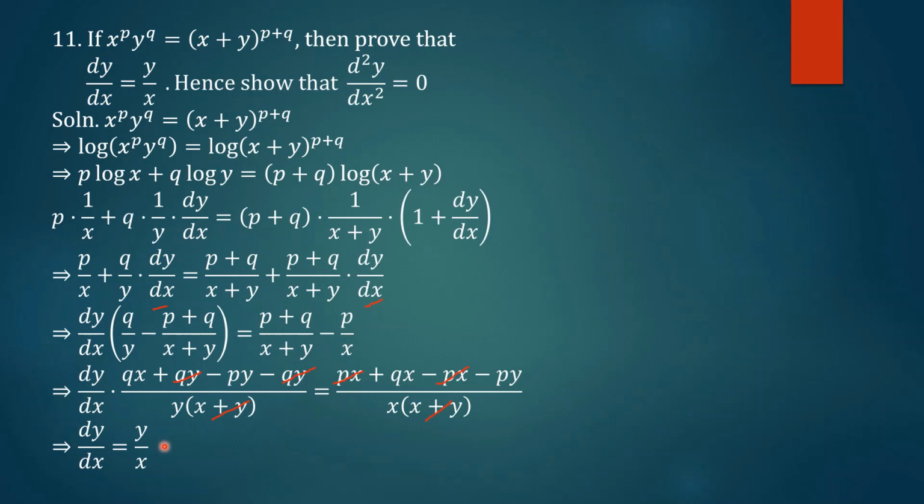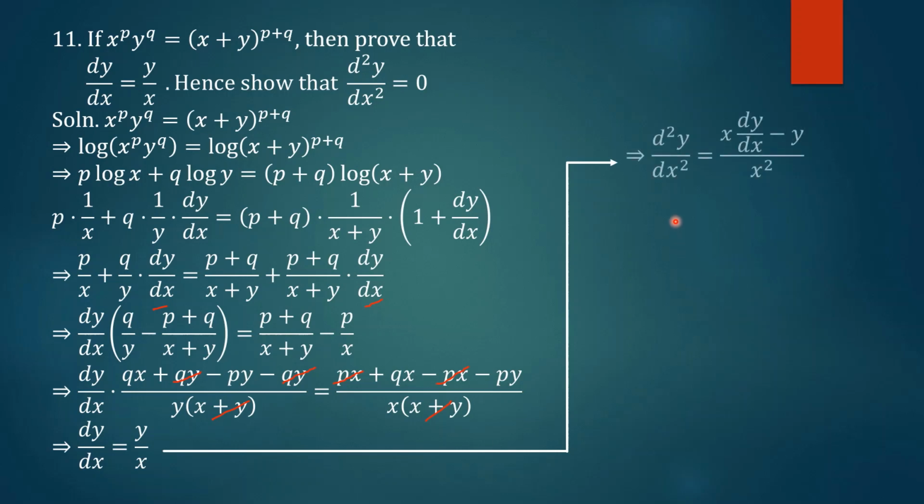Now the next part of the problem I have written here: d2y/dx2. Simply it is a quotient function, therefore the denominator is squared, x into the numerator derivative dy/dx minus y, the derivative of the denominator is 1 only. So this is the differentiation of y by x. Then you just replace the value of dy/dx from this line, dy/dx is equal to y by x, here you put y by x.